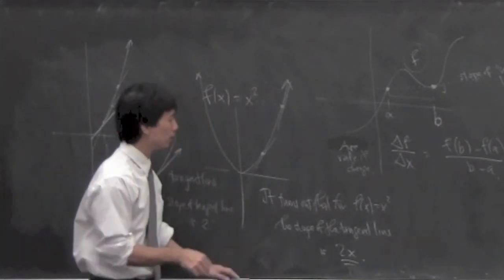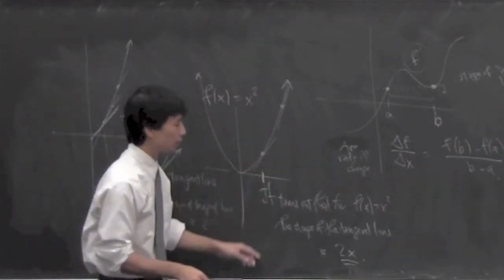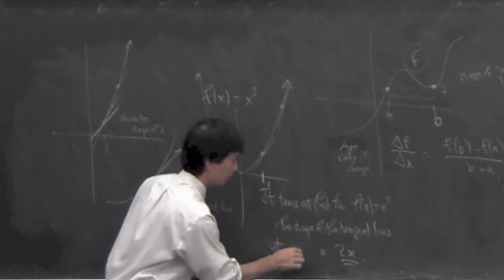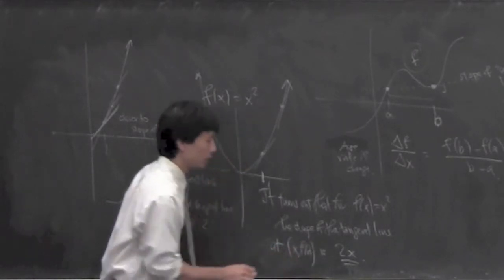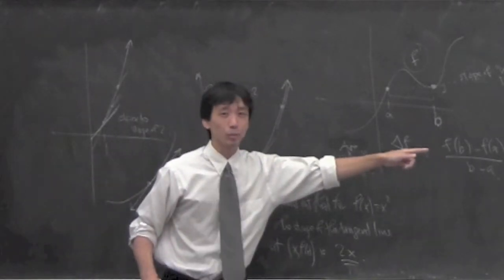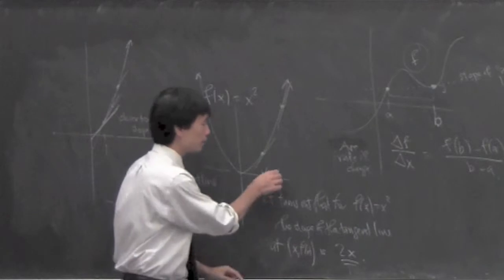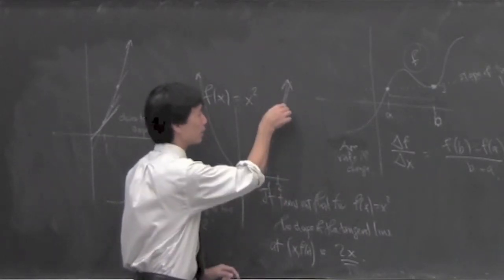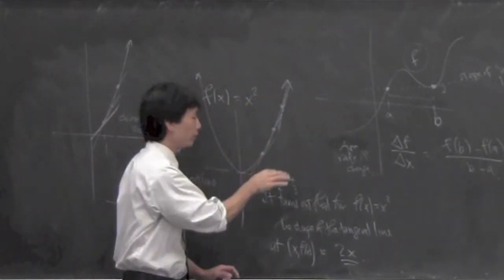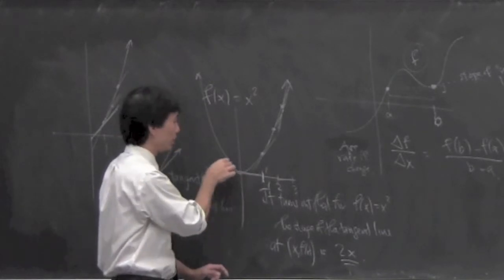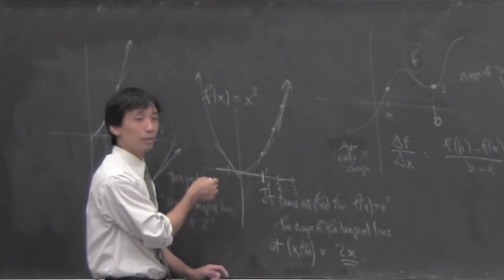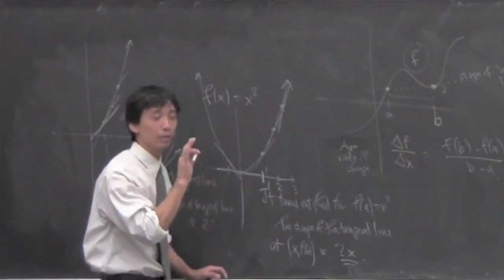It's always 2x. So right here, when our x was 1, we found out that the slope was 2. When x is 2, the slope here is actually going to be 4, right? At 3, the slope is going to be 6, right? At 0, the slope is 0. At negative 1, the slope is negative 2.